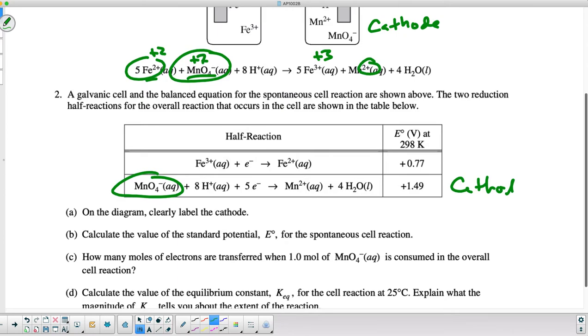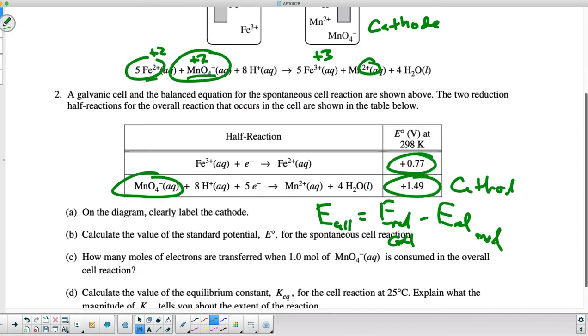Calculate the value of the standard potential. That means E cell. We know this; we've done this before. E cell equals E reduction of the cathode minus E reduction of the anode. So that basically is saying we're going to do this minus this. That is 1.49 minus 0.77. Whatever that equals is going to be our answer. Looks like that's 0.72. That's it, 0.72 volts.